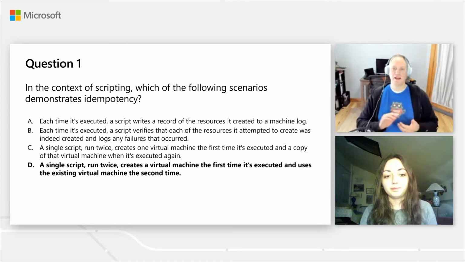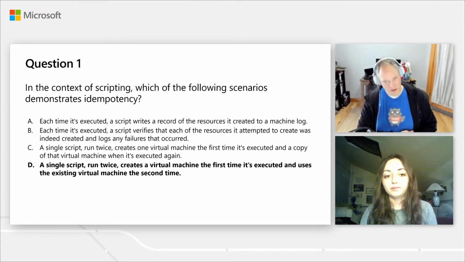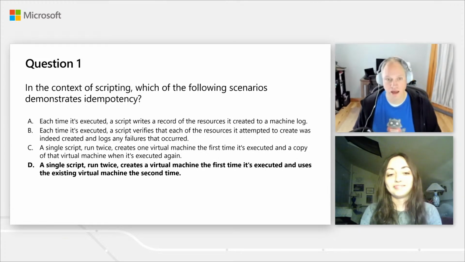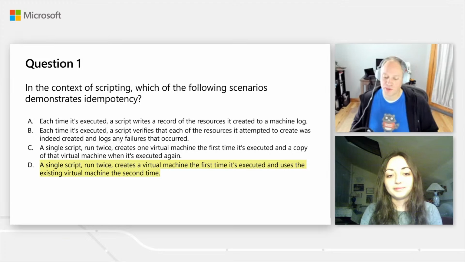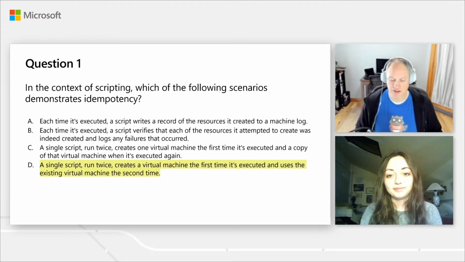Yep, and D is pulling away in the chat as well. So I think D is our correct answer. And yes, because idempotency means that we get the same result every time we run. If we run that script once or multiple times, we should get the same result. Because we didn't talk about switching out parameters or anything else. So we would expect that D is our answer.